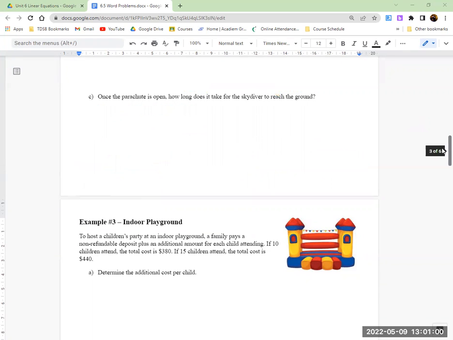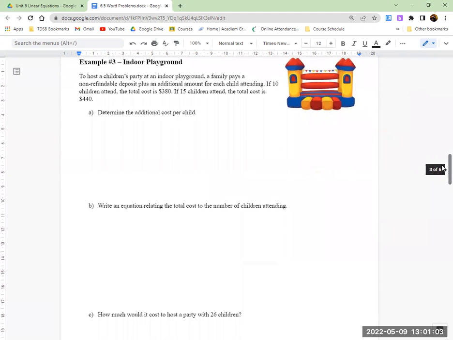Example 3, I wonder how many people recognize this kind of question from their homework. Indoor playground. To host a children's party at an indoor playground, a family pays a non-refundable deposit plus an additional amount for each child attending. Think about X and Y, okay? Think about dependent and independent. If 10 children attend, the total is 380. If 15 attend, the total is 440. What's X and what's Y in this case? What's the independent? What's the dependent?